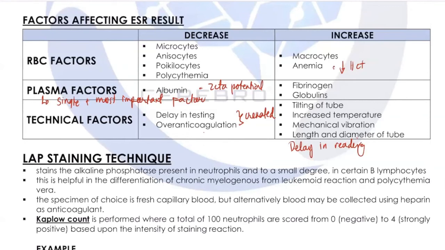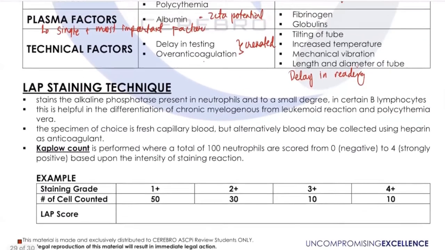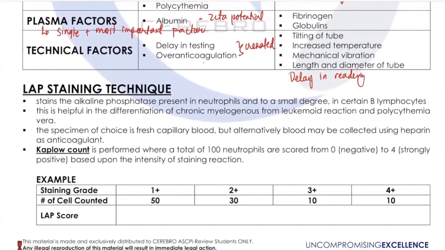Okay, now let's go to LAP staining or the LAP score. So LAP staining is an important technique, especially for the differentiation of certain conditions. Commonly this is employed to differentiate chronic myelogenous leukemia versus the leukemoid reaction. In this particular technique, what you are staining here is the alkaline phosphatase that is actually present in neutrophils, and to a small degree present in certain B lymphocytes. This alkaline phosphatase is only present in the mature forms of neutrophil.